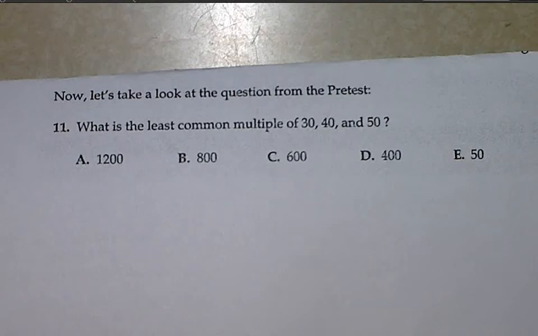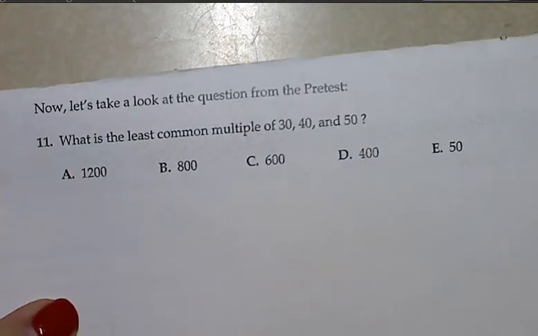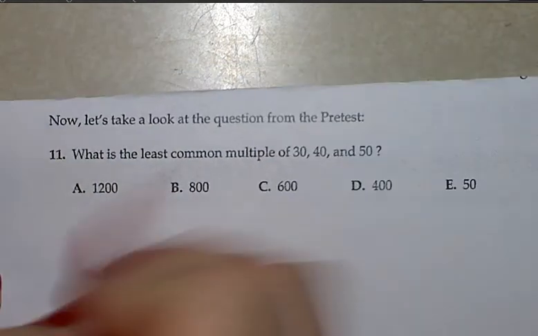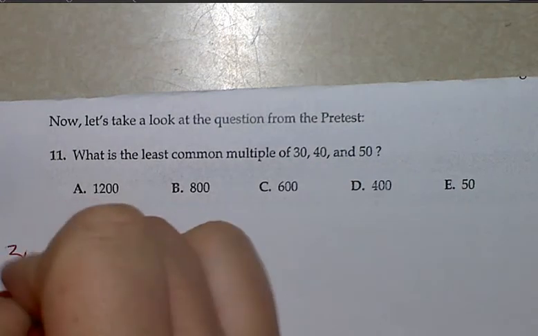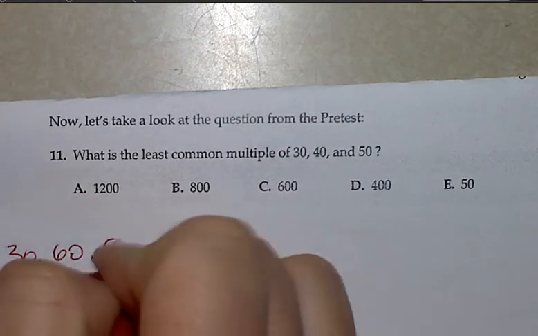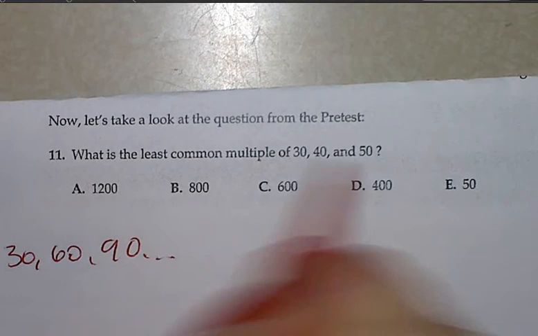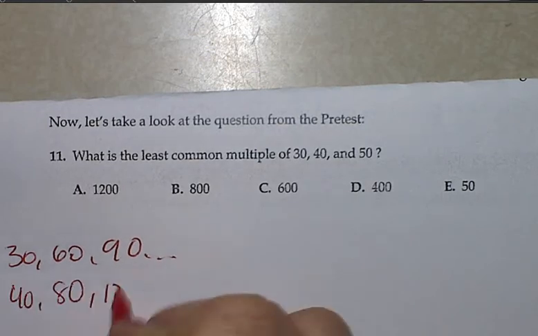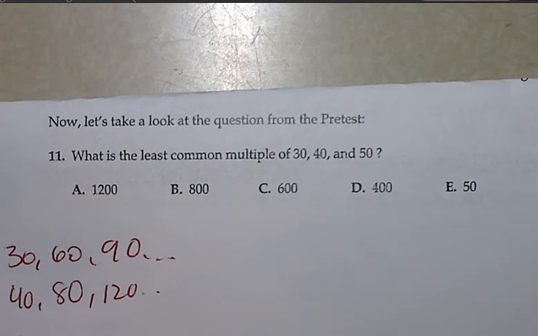Okay, skill number 11. What is the least common multiple of 30, 40, and 50? So remember, multiples, like multiples of 3 would be 3, 6, 9, 12, and so on. And the least common multiple would mean, we're not going to do it this way, but just to show you, we'd write down all the multiples of 30: 30, 60, 90, and all the multiples of 40: 40, 80, 120, and also of 50: 50, 100, 150.